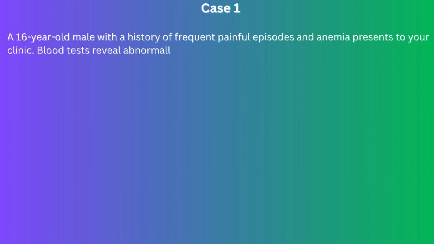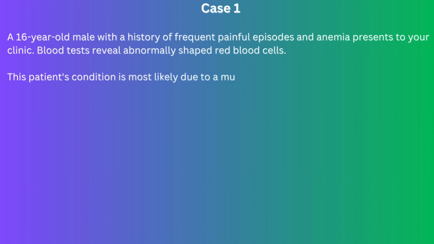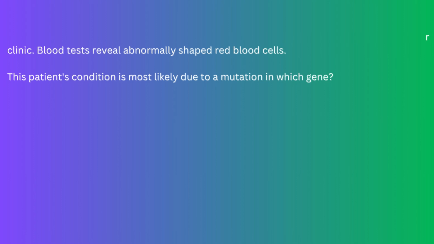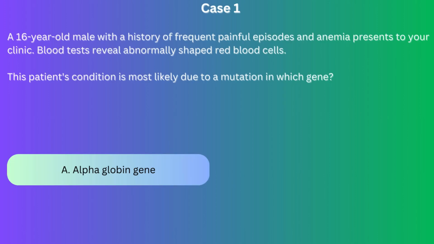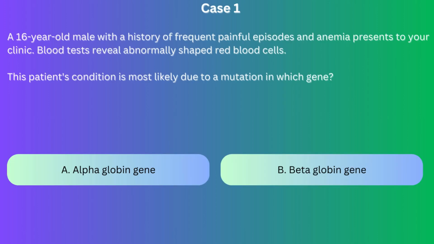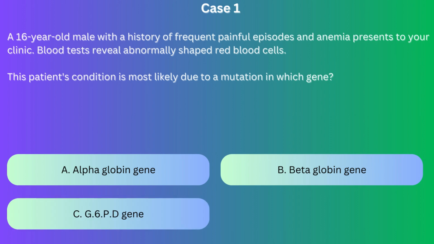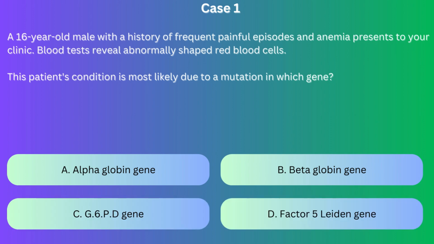Blood tests revealed abnormally shaped red blood cells. This patient's condition is most likely due to a mutation in which gene? A. Alpha-globin gene. B. Beta-globin gene. C. G6PD gene. D. Factor V Leiden gene.